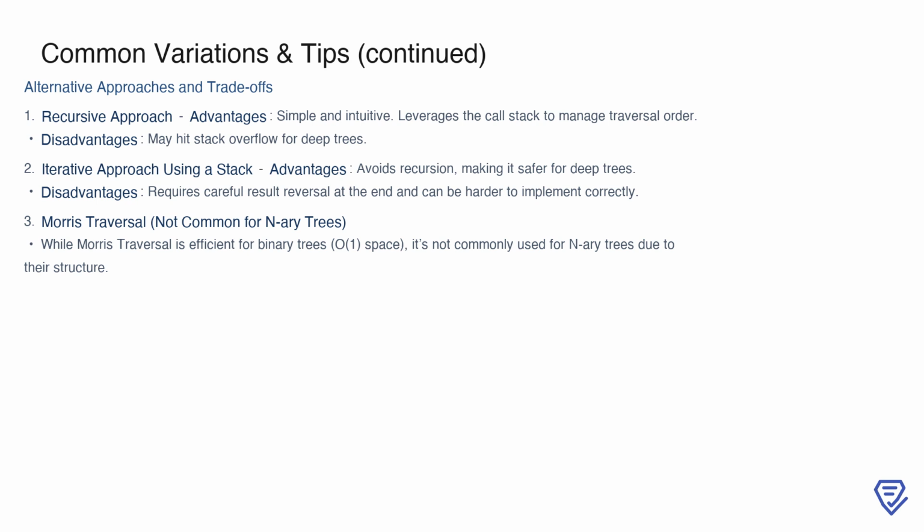On the other hand, the iterative approach, which uses an explicit stack, avoids this limitation and is safer for deep trees. However, it requires careful handling of the result list, including reversing it at the end to ensure the correct postorder sequence. This added complexity can make the iterative solution harder to implement correctly.